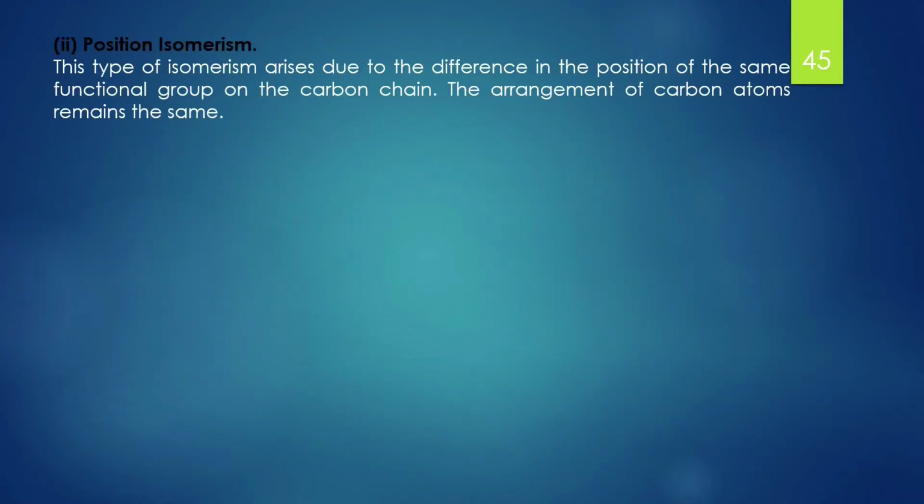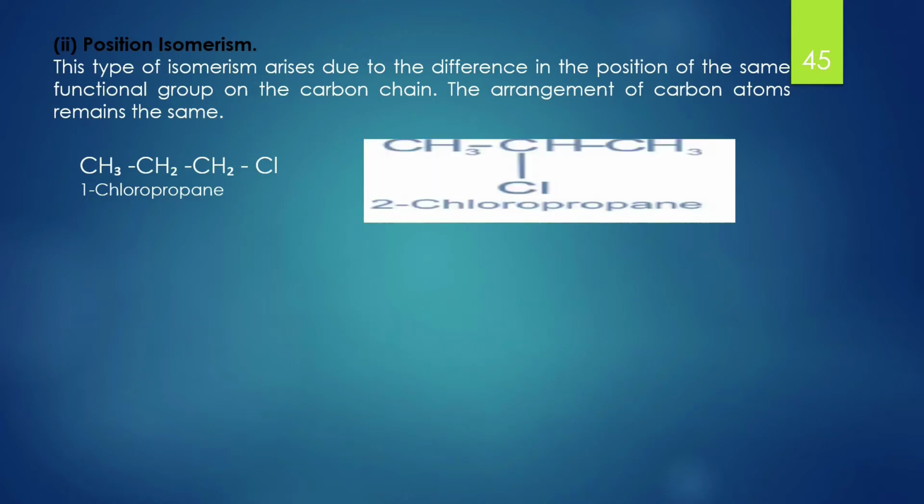Second type is position isomerism. This type of isomerism arises due to the difference in the position of the same functional group on the carbon chain. The arrangement of carbon atoms remains the same. For example, if chlorine is attached to the first carbon atom, it is called 1-chloropropane, and if it is attached to the second carbon of the chain, then it is called 2-chloropropane.